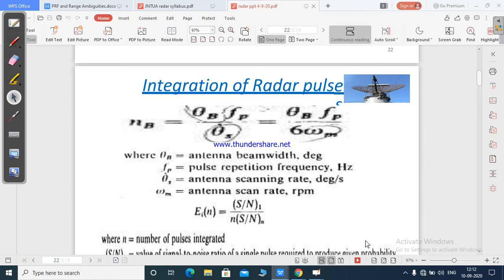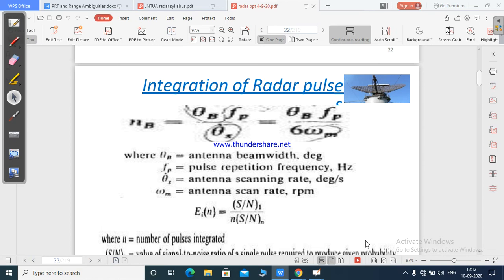It can be given as n suffix b is equal to theta b by theta s into f suffix b. Here theta b is the antenna beam width in terms of degrees. Theta s is the scanning rate, the antenna scanning rate. Units for this is degrees per second.